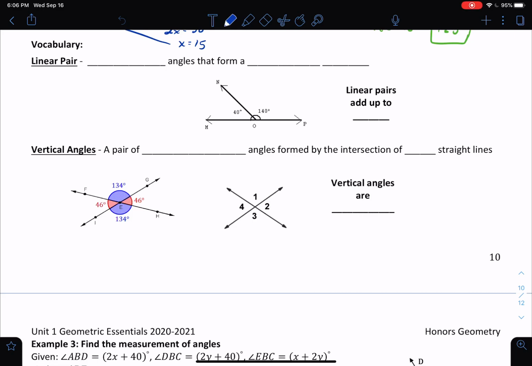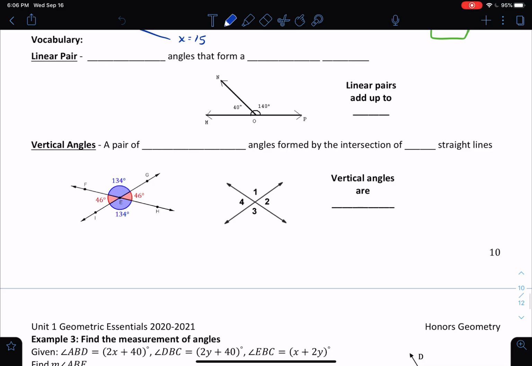So let's wrap up dealing with angle relationships. A couple vocab words. Linear pair. Linear pairs are two adjacent angles that form a straight line. And linear pairs add up to 180 degrees because they form a straight line, and we know a straight line is 180 degrees. So we could also say they're supplementary.